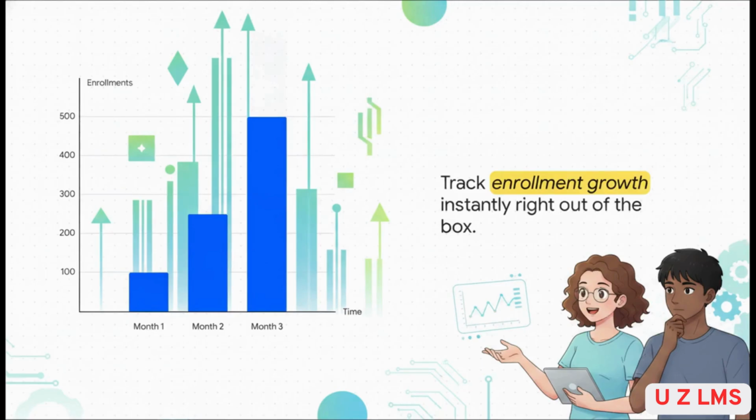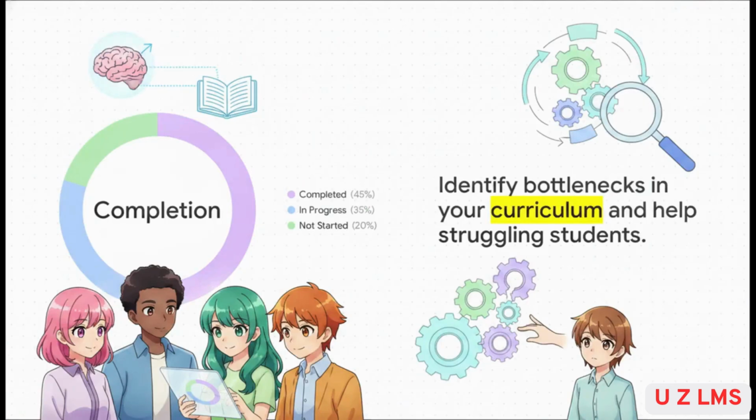But hey, it's not just about sales numbers, right? It's about student success. Using native dashboard donut charts, administrators and instructors can instantly visualize course completion metrics. You can see exactly what percentage of your cohort has actually finished, who's currently in progress, and who hasn't even bothered to start yet. It is the perfect way to spot bottlenecks in your curriculum and reach out to struggling students before they drop off.